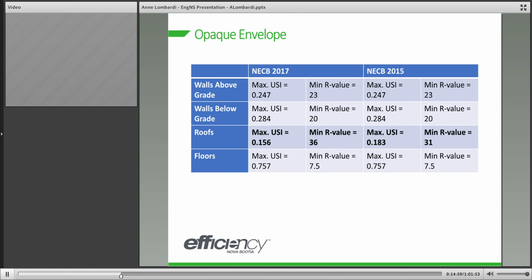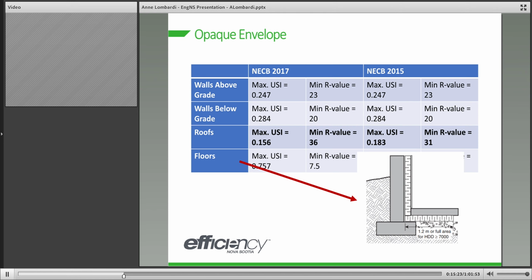The NECB always reports things in U values in SI units. That's why I've got USI here. But I find, personally, I find it a lot easier to think in R value space, and I think a lot of people would agree. So the R values are here. But yeah, so we've got walls above grade at R23, below grade it's R20, floors are R7.5, though for the floors, when they say R7.5 in our zone, that's R7.5 for just 1.2 meters from the wall under the floor. Okay, it doesn't have to be the entire floor.